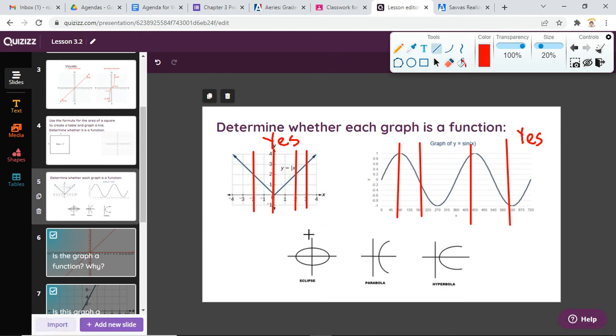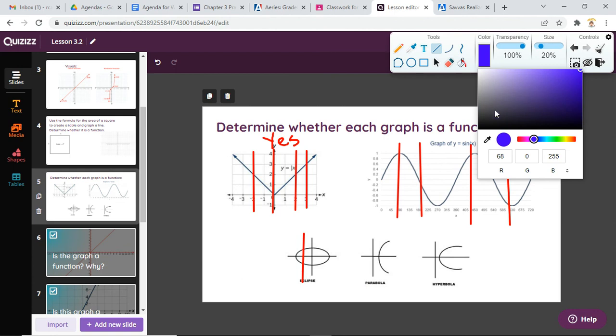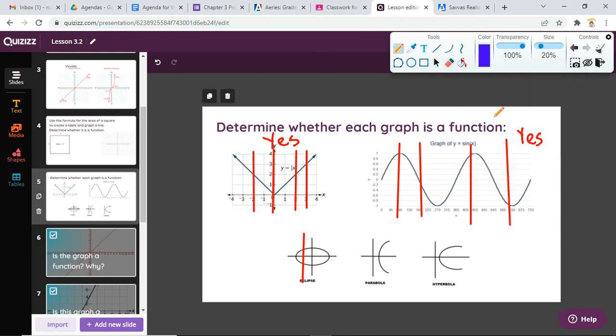However, let's see something different. How about right down here? Well, if I draw a vertical line, look how many times we intersected. I intersected 1, 2 times. My vertical line intersected my graph twice. So that means that x value had 2 y values, or my input had 2 outputs. So this would not be a function.